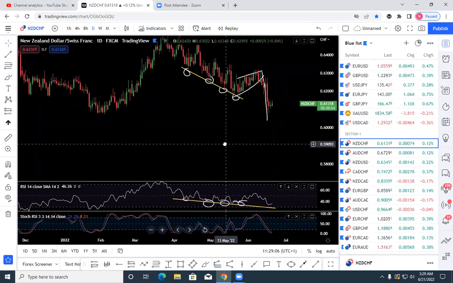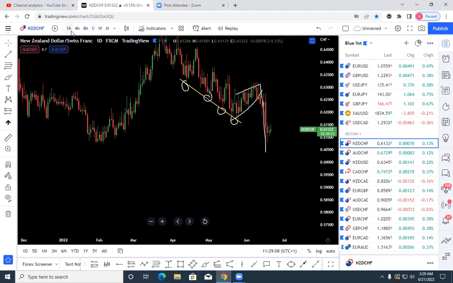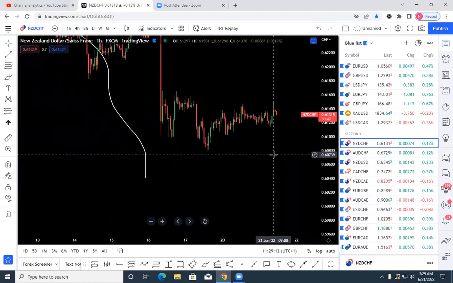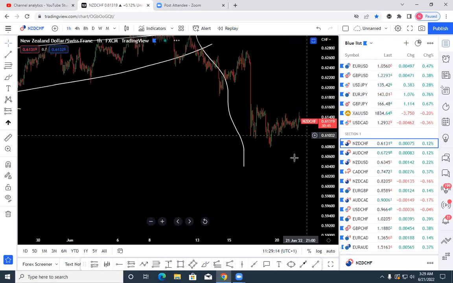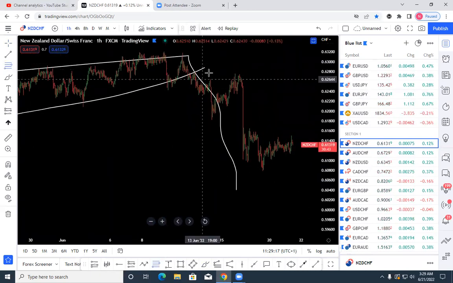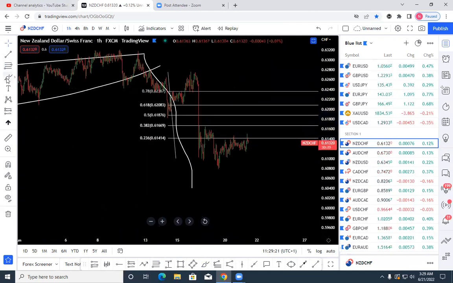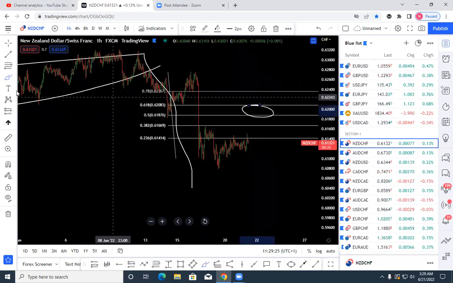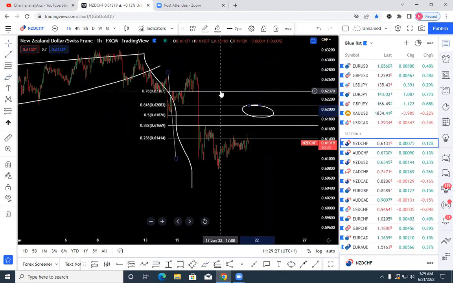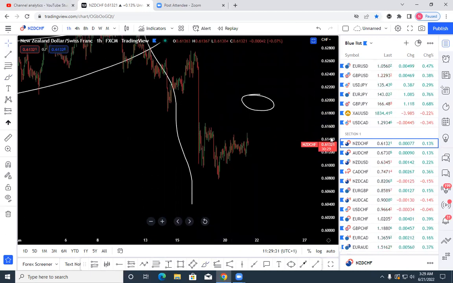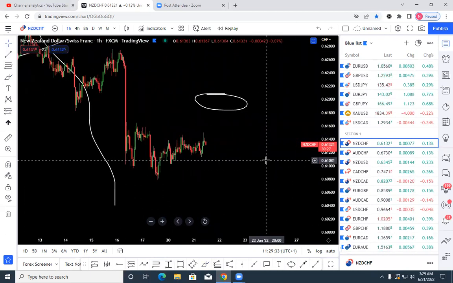Now that it has finally broken down to the downside, what do we need to see in the 1 hour time frame, guys? What we need to see is simple. We now have to see this impulsive leg to the downside retrace 50 to 61.8% fib retracement, which is this level. That's number one. We have seen an impulse. Number two, we want to see it come to 50 to 61.8.